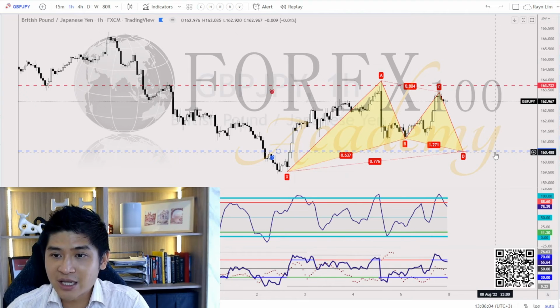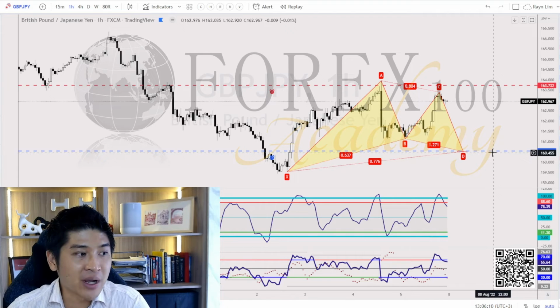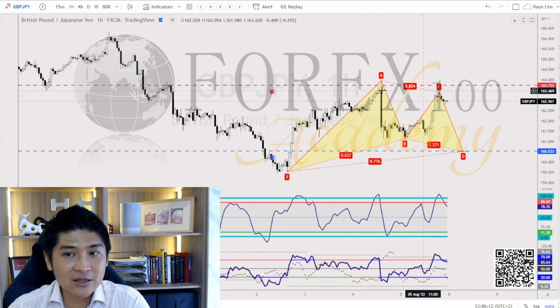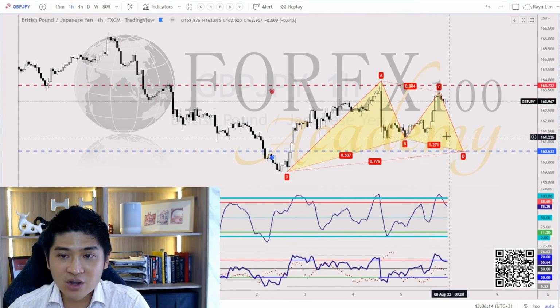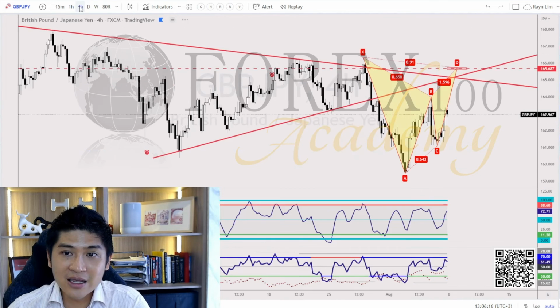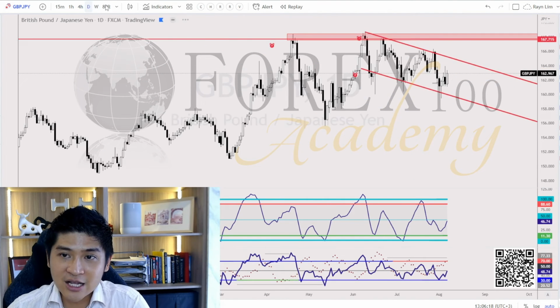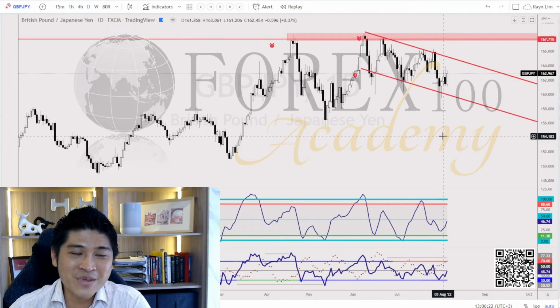And a bullish Gartley pattern, a buying opportunity at 160.48. That could be an opportunity for you to engage, to trade. All right, so bullish Gartley potential over here, and deep Gartley on the 4-hour chart, daily chart, bearish channel, and this is why this pair meets the mark.